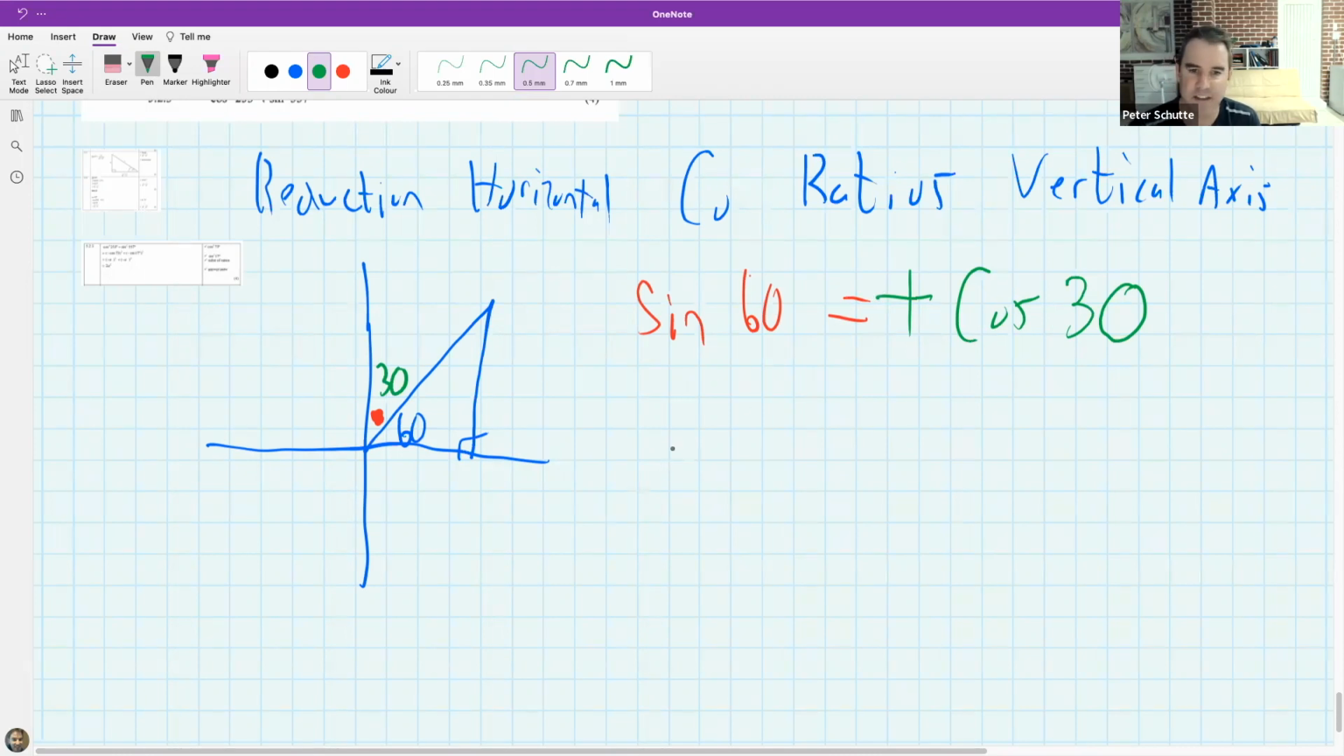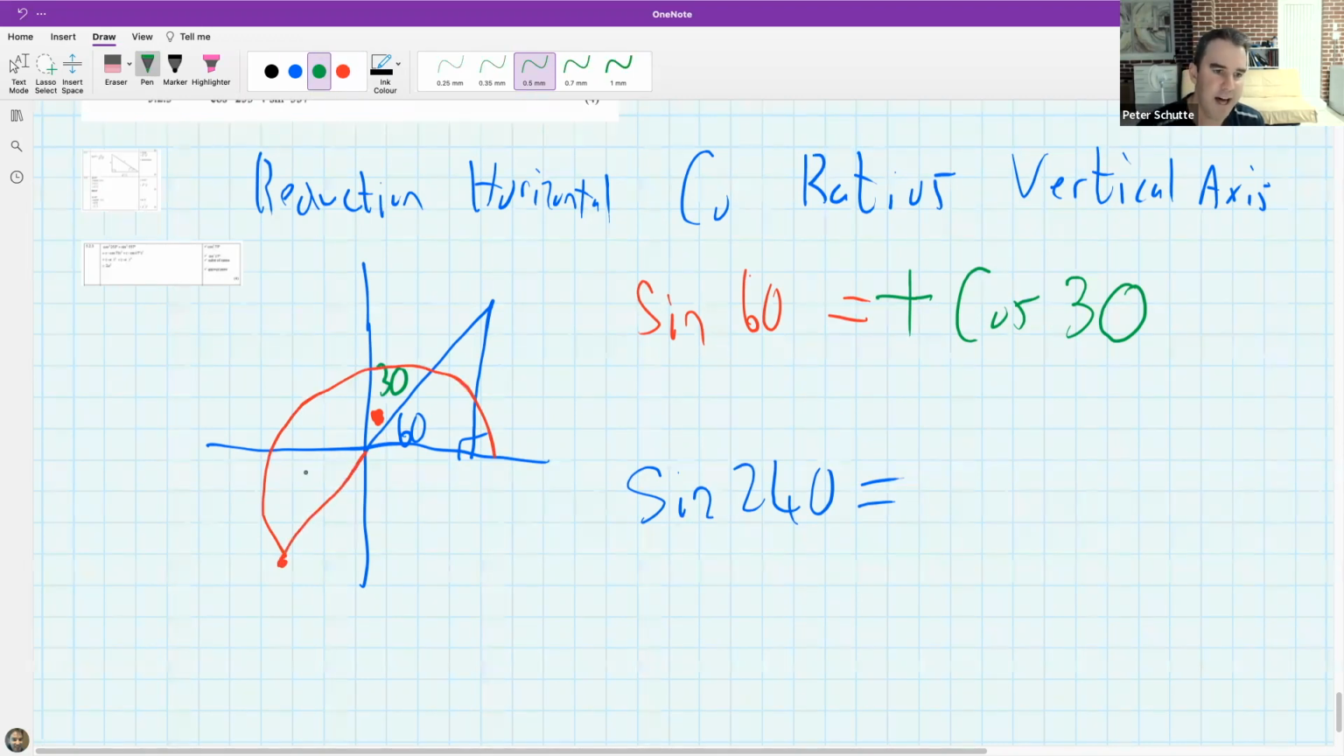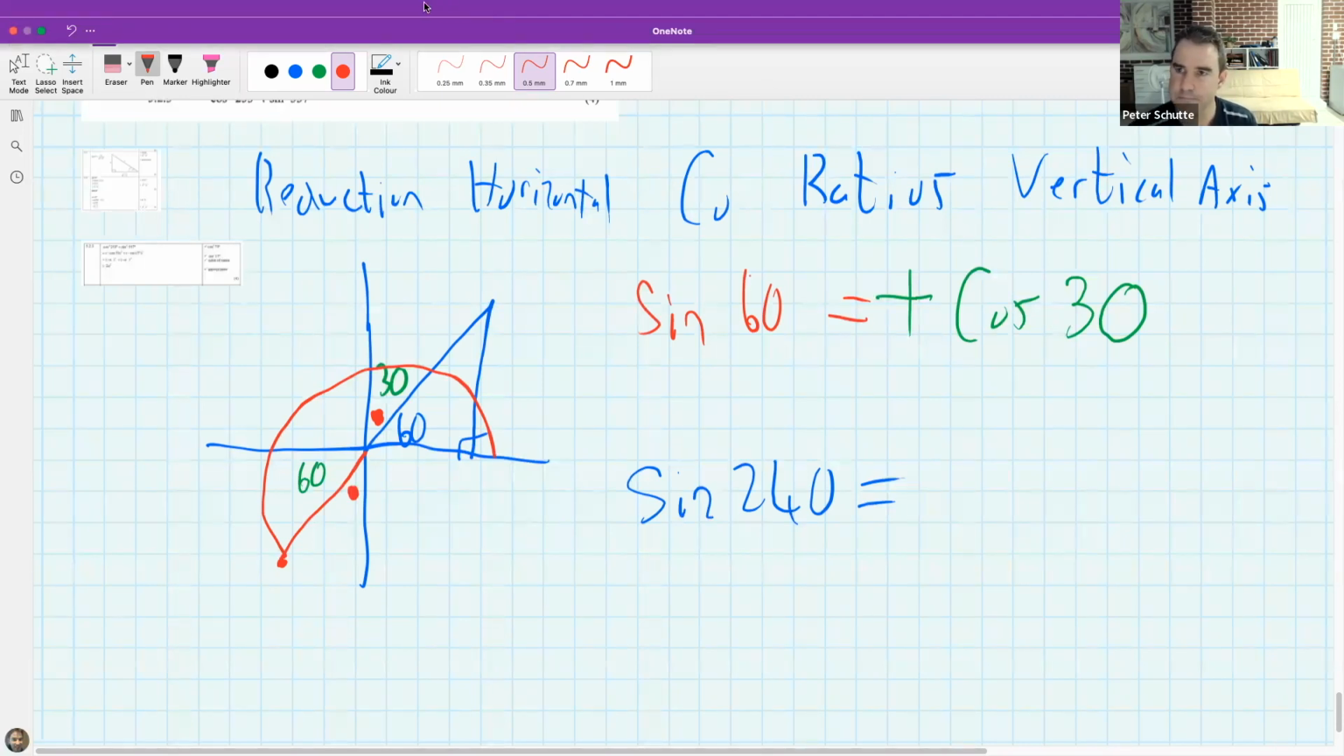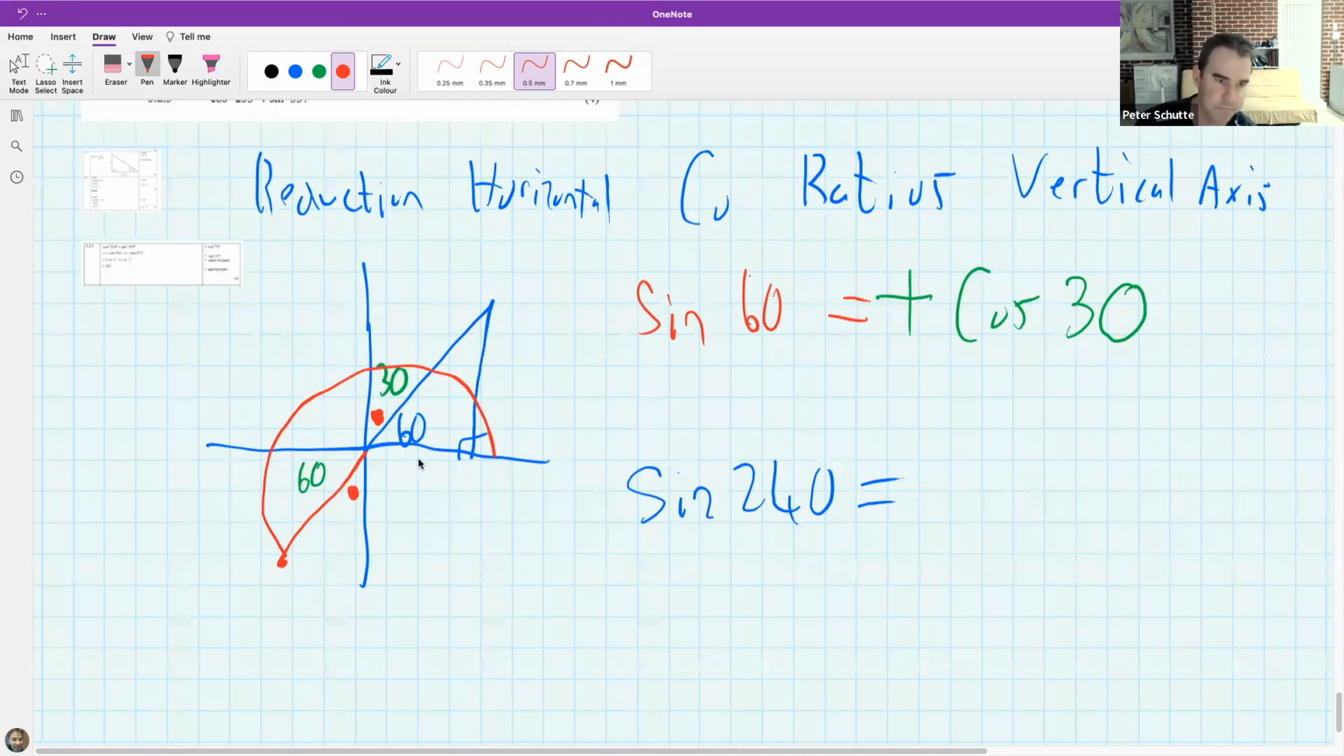But just to show you another example of how this could work, if I say to you, the sine of 240, if I wanted to visualize the sine of 240 and I wanted to use co-ratios, 240 would be in this quadrant, and it would go all the way to here, and this would be 60 degrees. I want to know, what is the red dot this time? So in this case, if I'm looking at the vertical, it's going to be 30 degrees away.